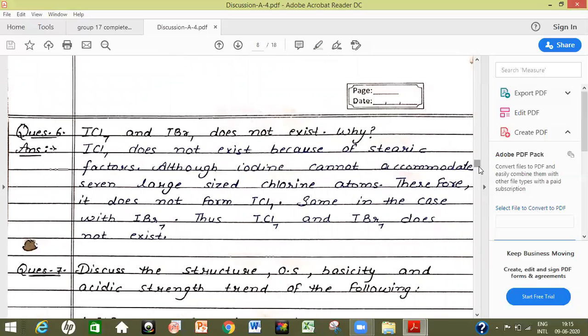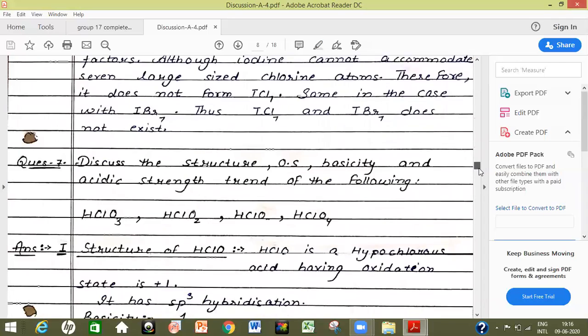Next question is ICl7 and IBr7 don't exist. Why? For the existence of such molecules, the size of chlorine and bromine is very high. IF7 exists as fluorine is smaller in size, but the sizes of chlorine and bromine are comparatively very high. So it is difficult for iodine to accommodate 7 such large atoms around it and for the efficient overlap for the formation of bonds between all the halogens and iodine. That is why these molecules don't exist.